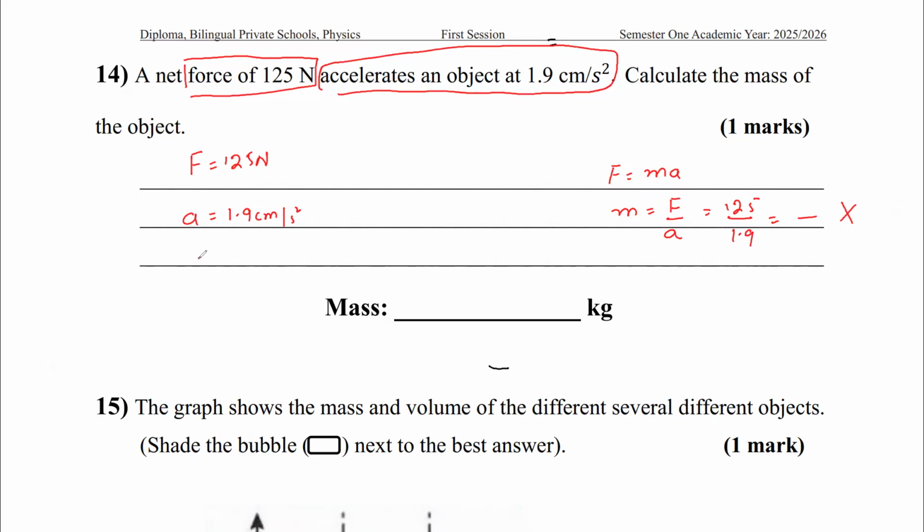So we see that acceleration is equal to 1.9 divided by 100 meter per second square. So now here the acceleration a is equal to 0.019 meter per second square. Okay, so this is your acceleration. Okay, so your acceleration is not 1.9 centimeter per second. So your acceleration is 0.019 meter per second square.